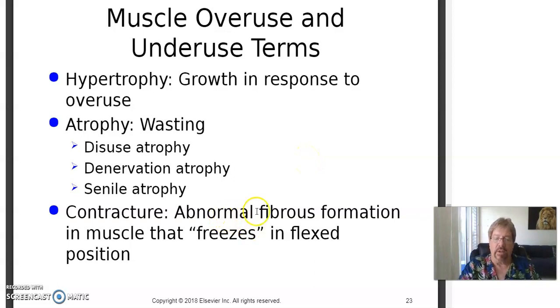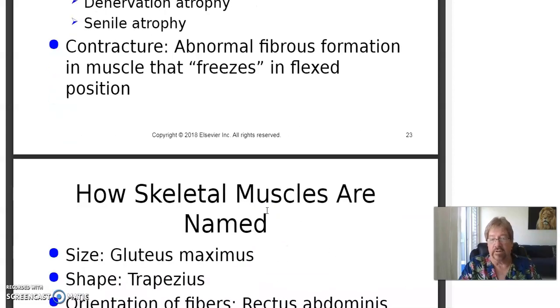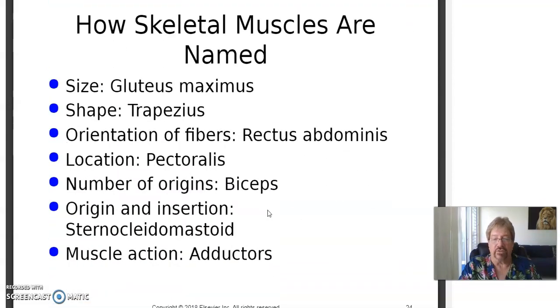Contracture, abnormal fibrous formation of muscle that freezes in flexed position. Yeah, you can get contractures in your muscle, probably more common in older people. They kind of freeze up, and they'll stay contracted. Now that's not quite the same as a muscle spasm, except contractures last long periods of time or indefinitely if they're not treated.